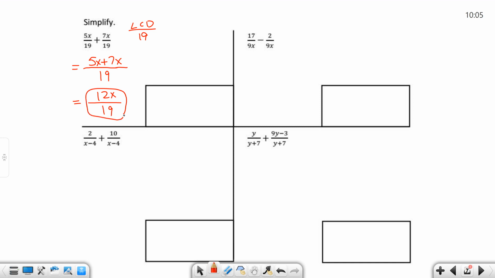Now, don't get careless on me and try to say 12x squared. If you add $5 and $7, no one has ever told me that's $12 squared. What is $1 squared anyway? Right? So when you add like terms, you get a like term. When I add 5x and 7x, I get 12x.